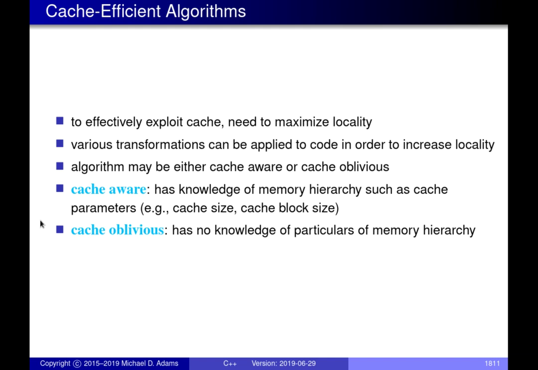And as a matter of terminology, there's two different approaches that we can take in terms of cache-efficient algorithms. They're what are called cache-aware algorithms, and these are algorithms that have a detailed knowledge of the memory hierarchy. They know all of the cache parameters like the cache size, cache block size, the associativity of the cache, and so on for all the different levels of the caches in the system. And then the other alternative is what's called a cache-oblivious algorithm. And these algorithms have no knowledge of the particulars of the memory hierarchy. And they're designed to work in a way which just generally works well regardless of what the cache parameters happen to be.